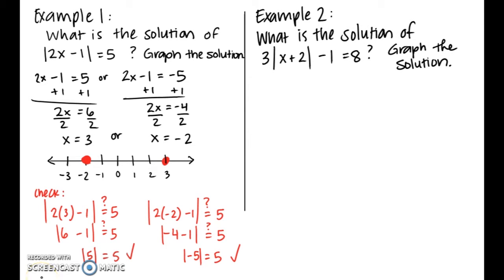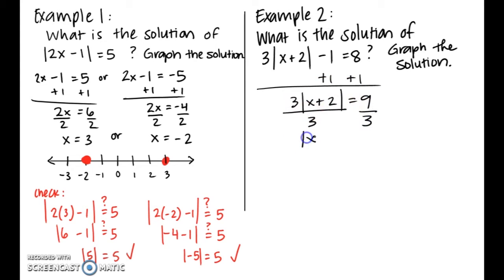Here's example 2. What is the solution of 3 times the quantity |x + 2| - 1 = 8? Graph the solution. So before we set it equal to positive and negative values, we need to isolate the absolute value expression. So we're going to add 1 to both sides, and we get 3 times |x + 2| = 9. And then we're going to divide by 3 so that we isolate the absolute value expression. |x + 2| = 3.